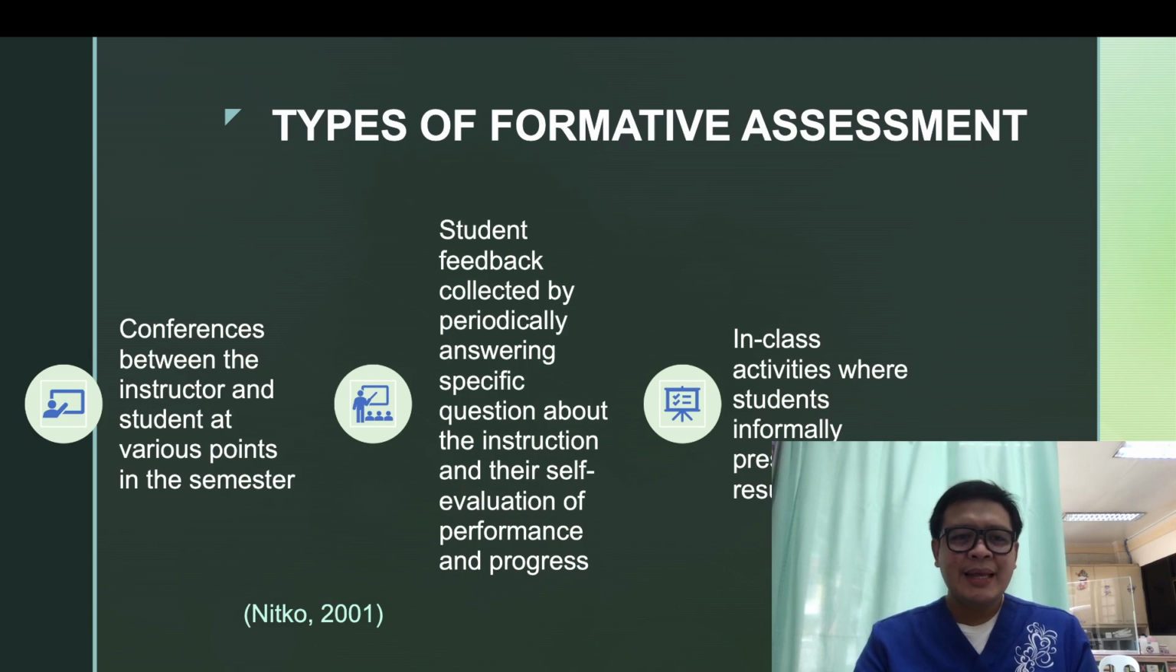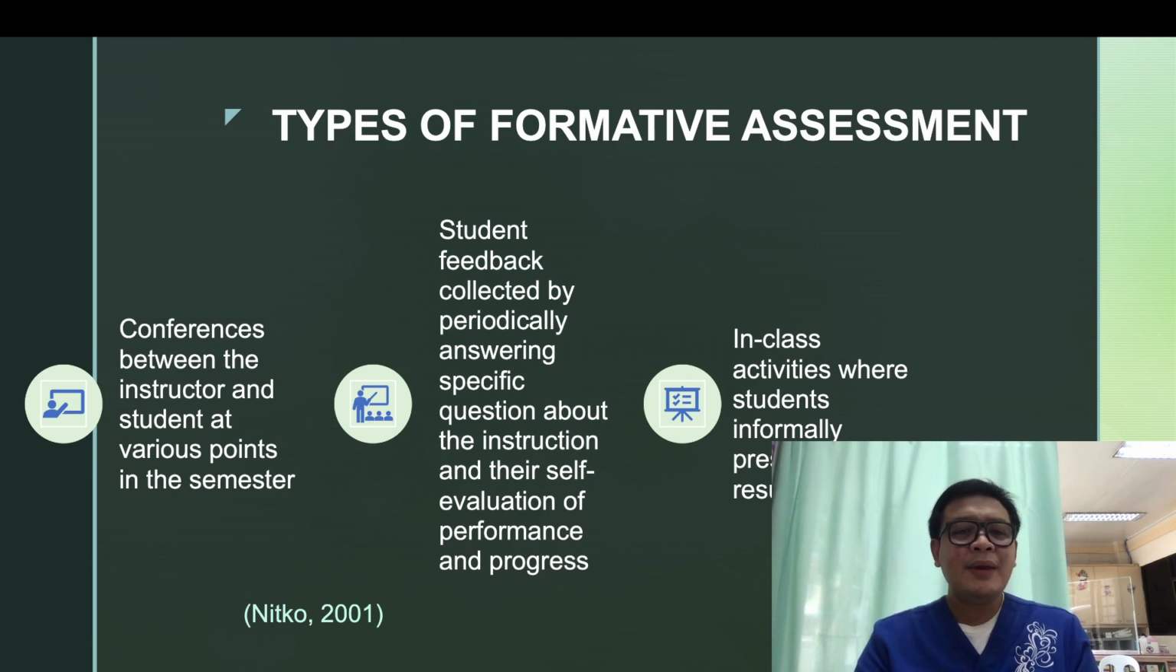Another very important type are conferences between instructor and students. At various points in the semester, it's very important that we could have groups or even conferences, where not just one student is being talked to, but we're talking as a group, because this would lead to support, and at the same time, this would foster camaraderie between students as to how they were properly being assessed and evaluated.